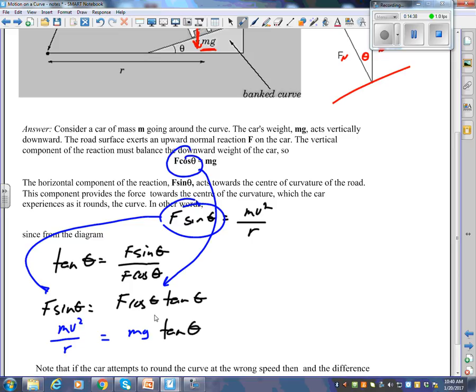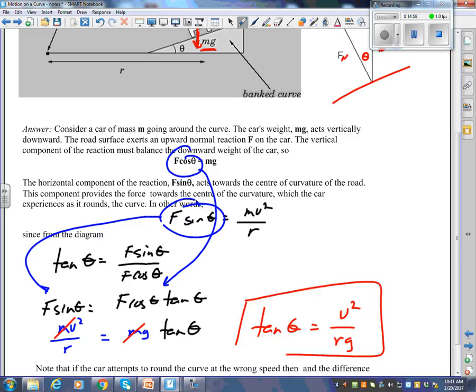And what do you know? Cancel out the m's. We're going to take the g to the other side, and you're going to get tan theta equals v squared over r times g. That's the formula for a bank curve. So this is just another form of derivation.